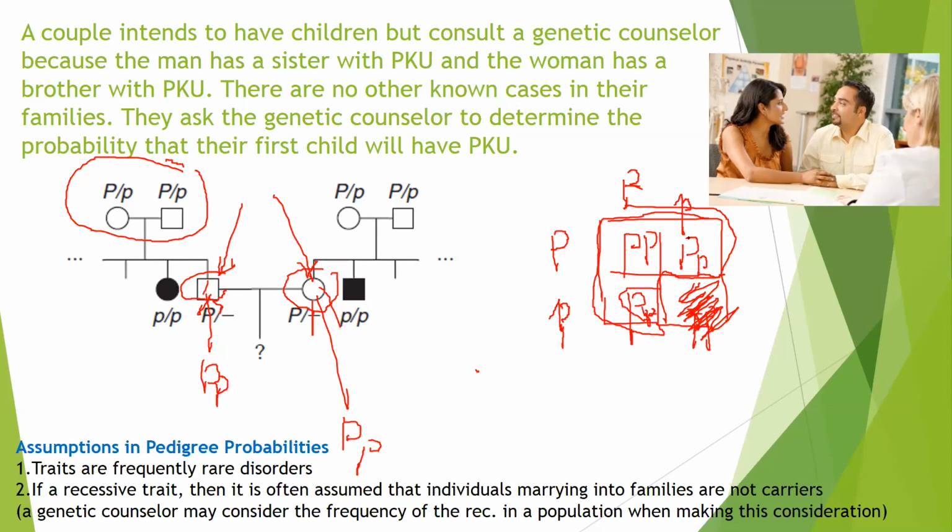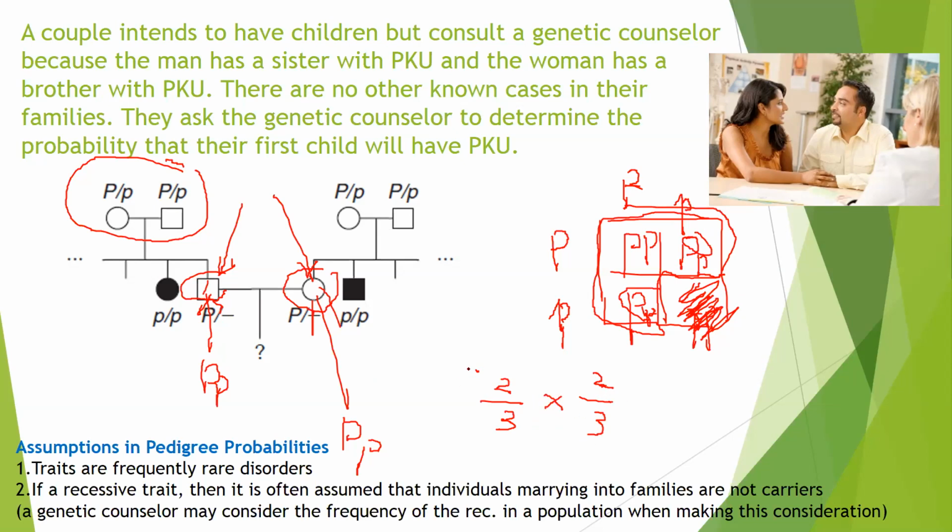Is equal to 2 out of 3 for the man. And for the woman, the chance that this woman is a heterozygous carrier is also 2 out of 3. So the probability of that is this.